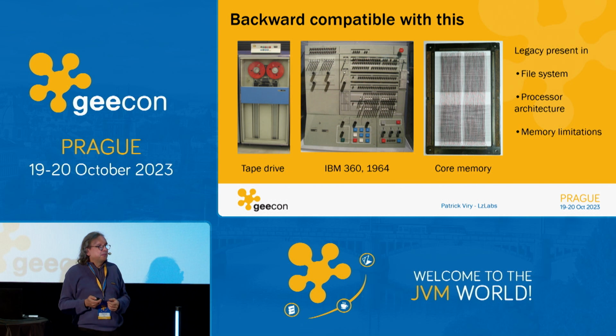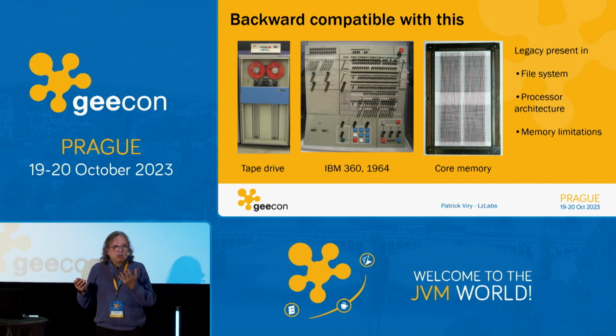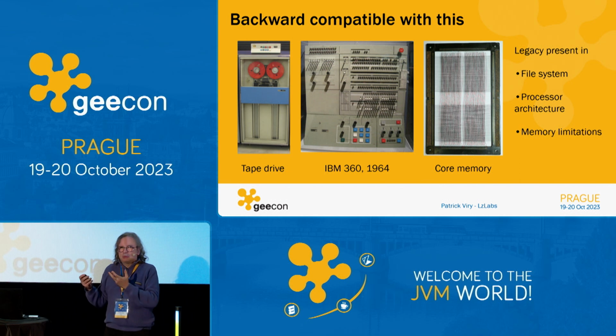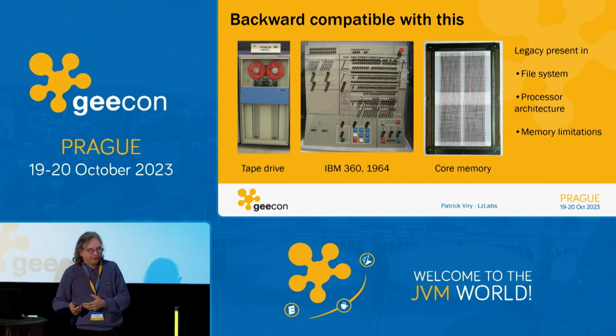with all this. On the left, you see a tape drive. You see the legacy on mainframe. When you want to create a file, you have to tell if the file is going to be located on a tape or on a hard disk.